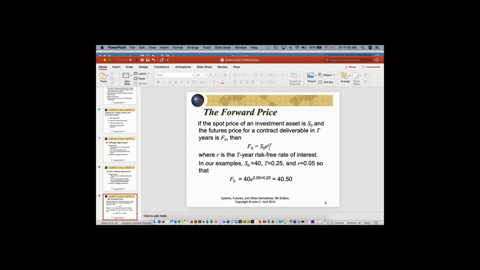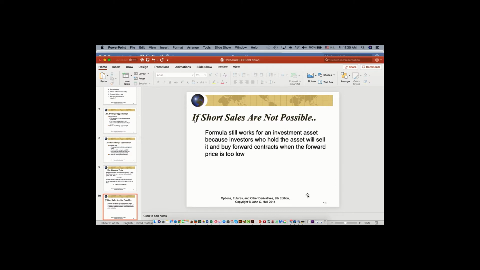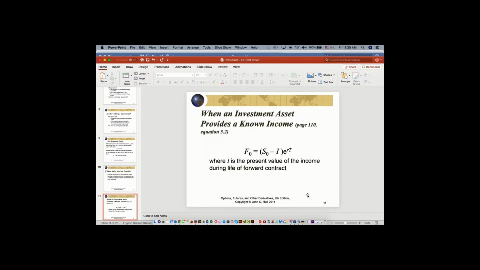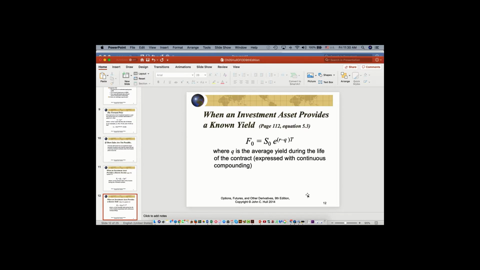If the right hand side is greater than the left hand side, that means the spot market is greater than the forward or futures market alternative, then you go long forward or futures and short the stock, and that is how arbitrage opportunities will be found.